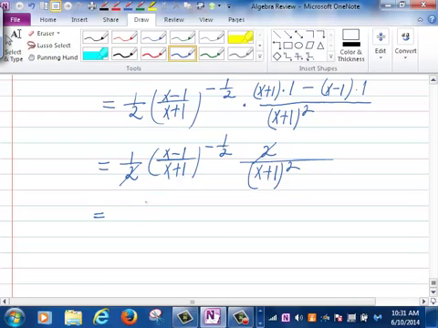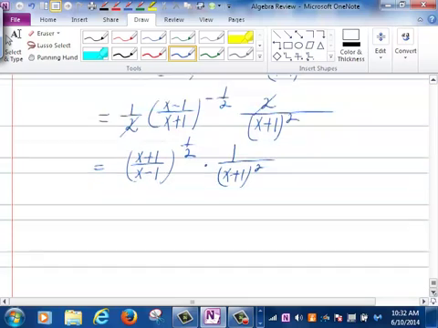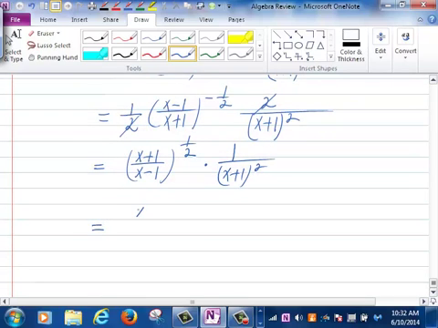What I have here, you see, is x minus 1 over x plus 1 to the negative half. If I want to make that a positive half, what should I do? I have to flip it, right? So I will get x plus 1 over x minus 1 to the power half multiplied by 1 over x plus 1 squared, and this would be x plus 1 to the half over x minus 1 to the half times x plus 1 squared.